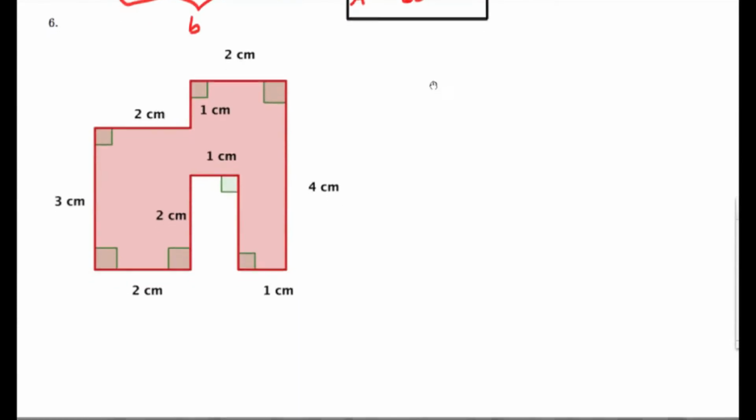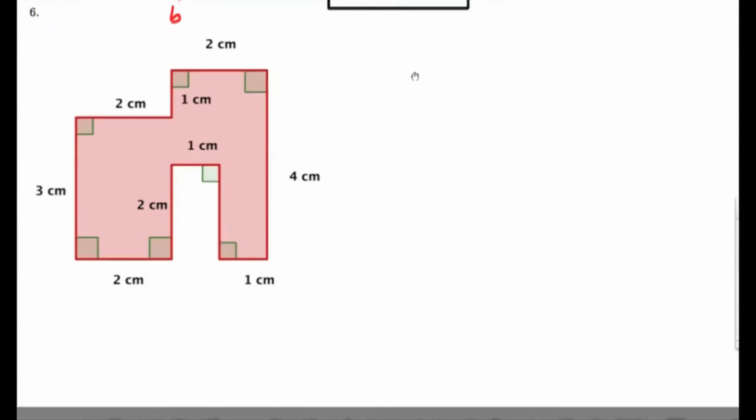Okay, number 6. Number 6, I have an irregular shape here. So I want to find the area first. So there's a couple of ways I can do this. I see I've got rectangles that are put together here. So I see there's this rectangle here that I could separate, and then there's a rectangle here. So I have this one, and then this one, and then this one. 3 rectangles, and I can just add all those areas together.